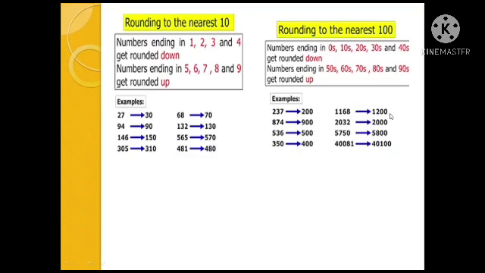1,200. Here 2032: 32 is small, so we have to round down, so it will become 2000. 5750: then the 750 will become 800, so the answer is 5800.